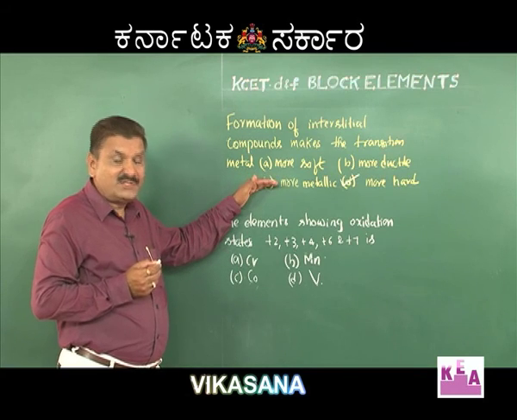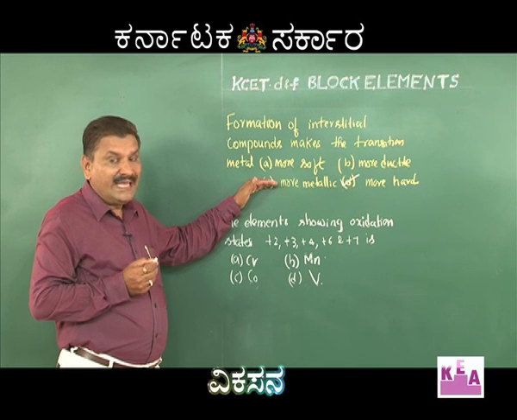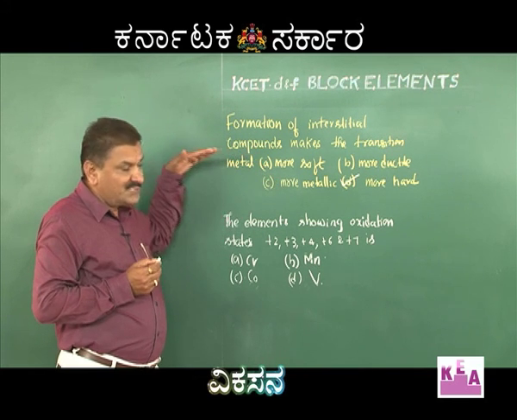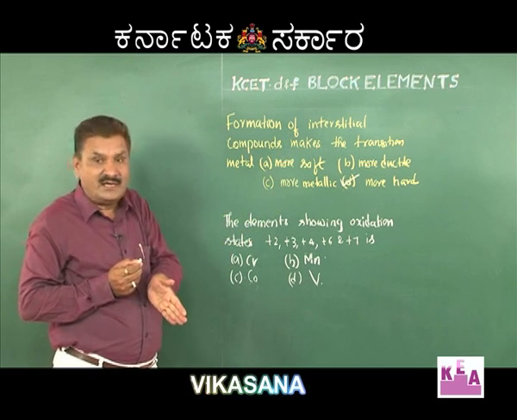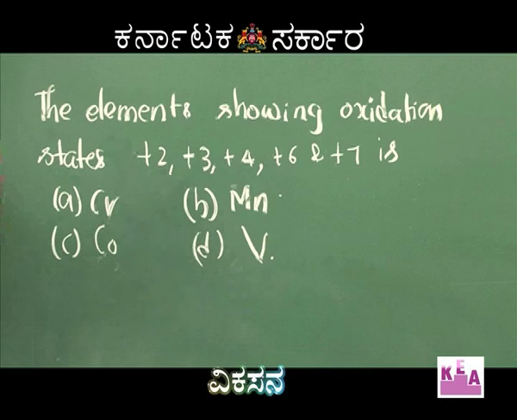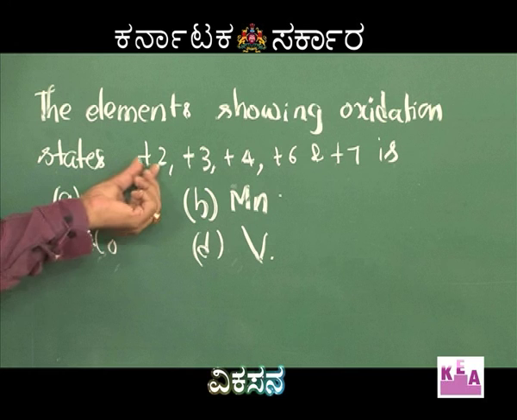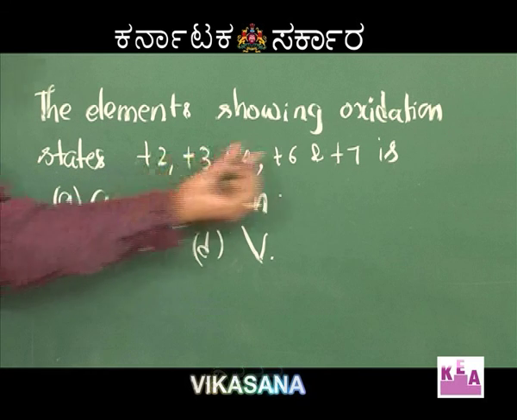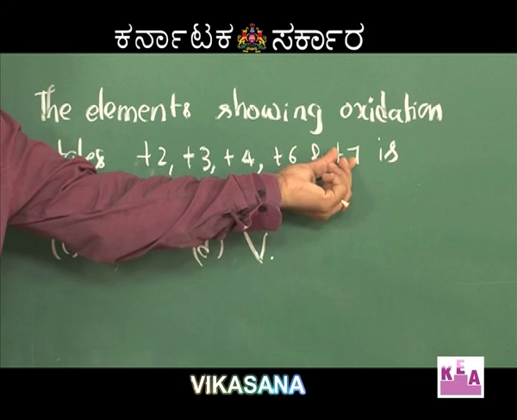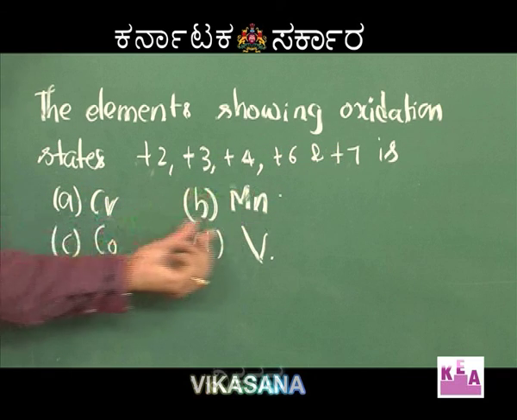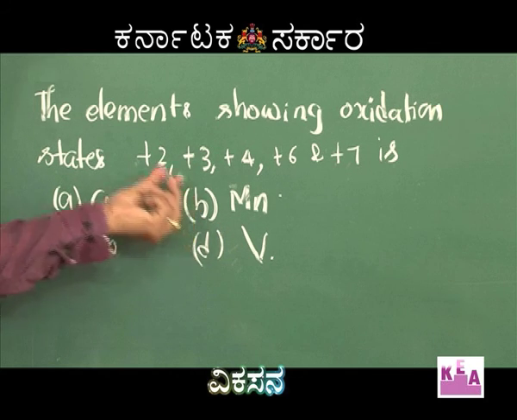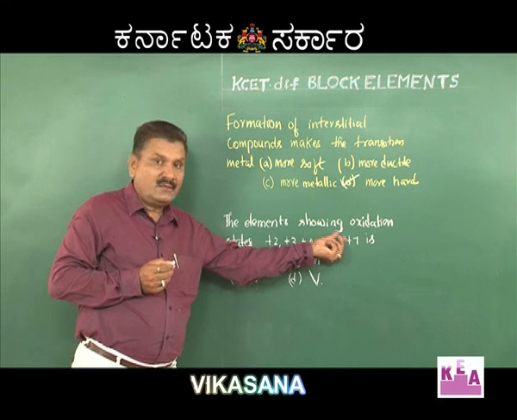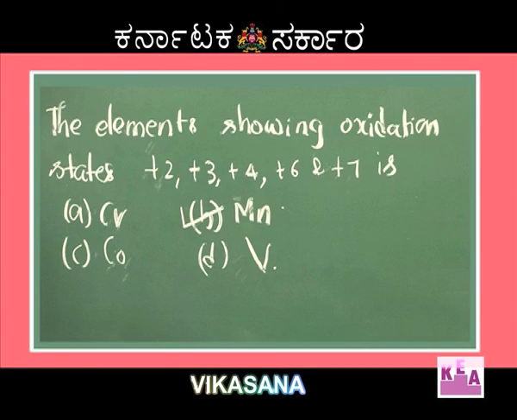In the first slide of this, we had seen that there is an increase in oxidation number from scandium to manganese. Then from iron onwards, oxidation number decreases. Accordingly, manganese exhibits a minimum oxidation state of +2 and maximum oxidation state of +7. So amongst the given 4 elements, it is the manganese which exhibits the oxidation state from +2 to +7. So the correct option for this question is option B, manganese.